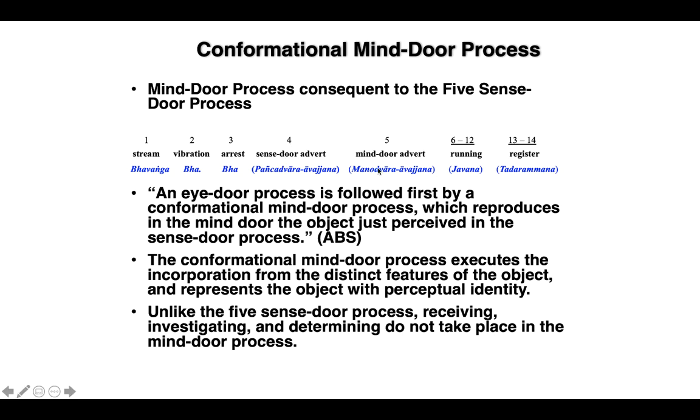Your eye sees the mango, and then through mind door advert, you don't have to repeat the receiving, investigating, and determining moments, and then you immediately go to javana, which engages in wholesome and unwholesome consciousness, and the concept of self is formed. So during this running stage, you can have, I like mango, I don't like mango. There's some flavor coming out, I don't like that. That kind of concept can be added in this stage. So wholesome and unwholesome consciousness and the concept of self are formed during this javana stage.